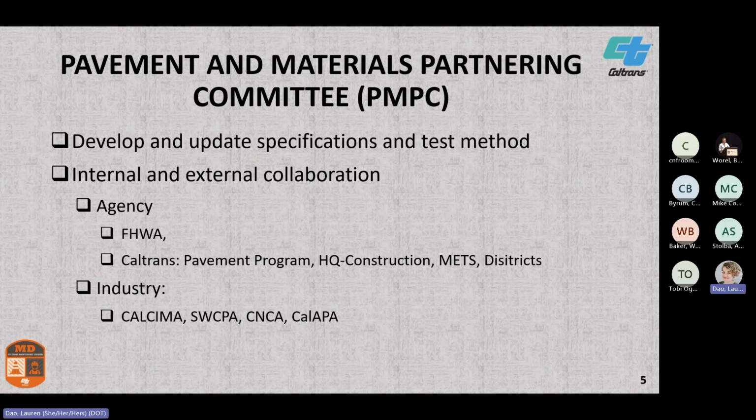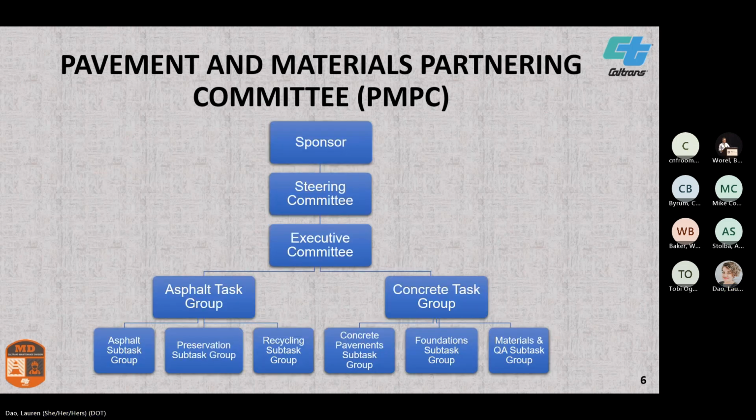Now I'll go into a little more detail on how we develop specifications. This is the committee structure, just a general view. The sponsors are our deputy directors, then division chiefs are on the steering committees; those are only Caltrans. Below that, from the executive level down, industries are involved. In the executive committee, industries are involved. Below that, there is an asphalt task group and a concrete task group.